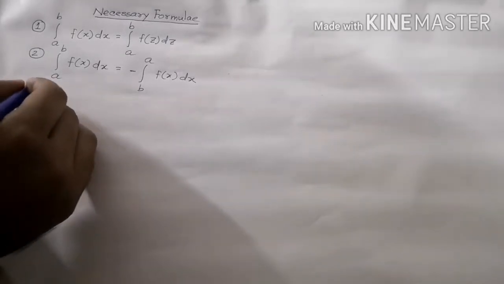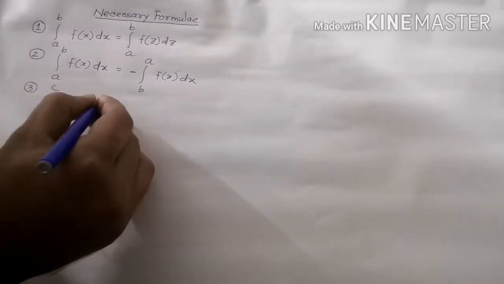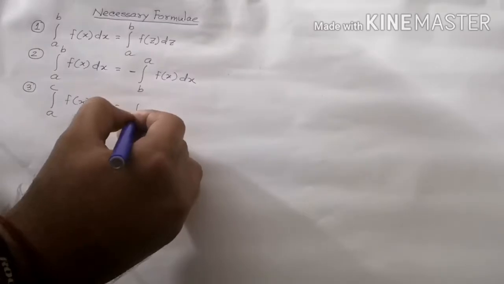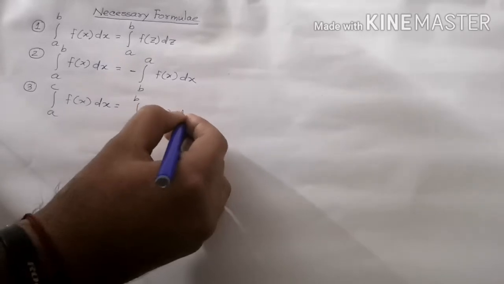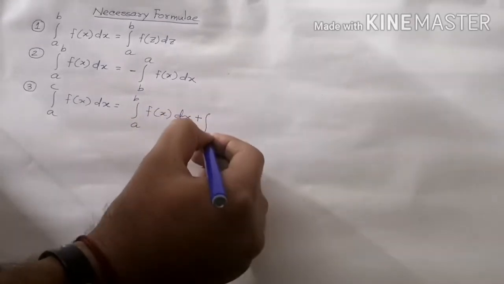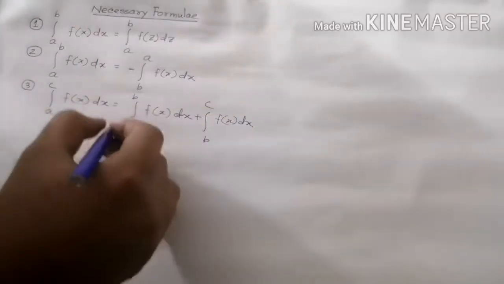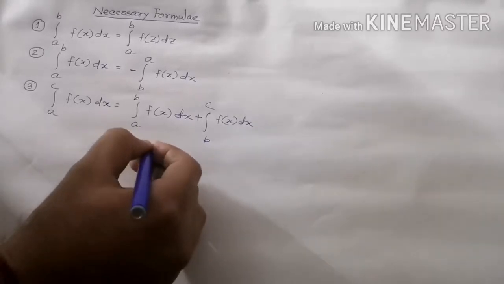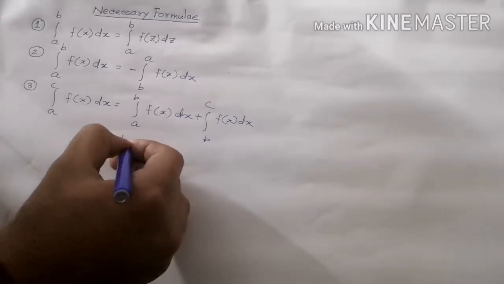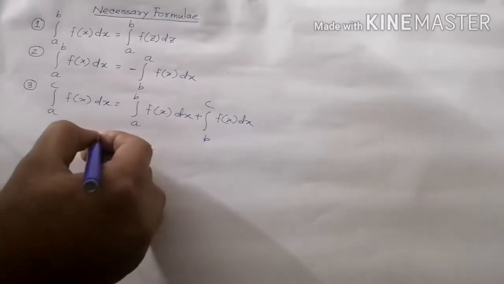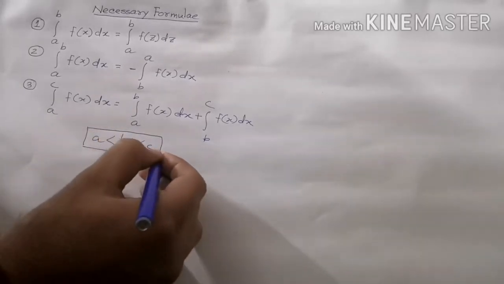Now the third equation: integration a to c f(x) dx equal to integration a to b f(x) dx plus integration b to c f(x) dx. The condition is that b is less than c and greater than a. This is the condition here.